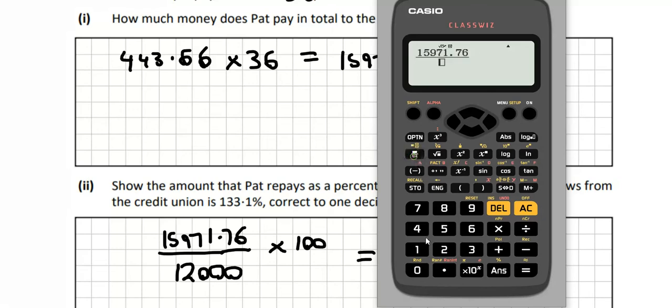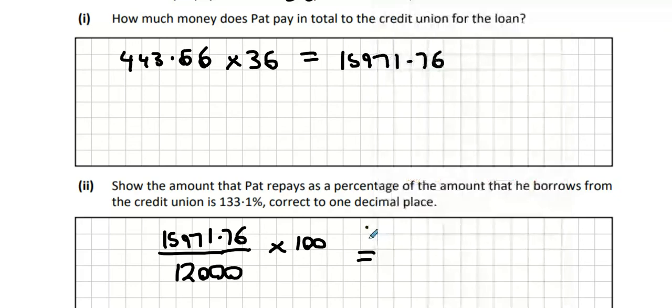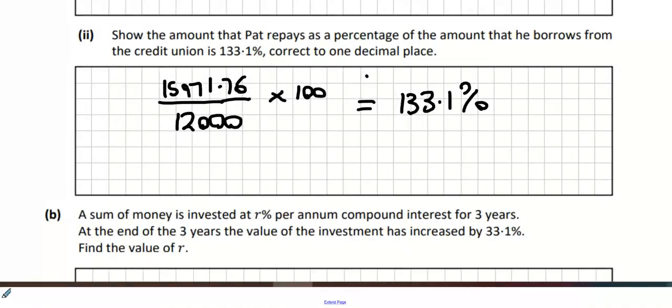133%. So here's hoping. There's the fraction. Now we're going to multiply it by 100 to turn it into a percentage. And lo and behold, 133.1%, to the nearest decimal. Happy days. Okay, let's move on.